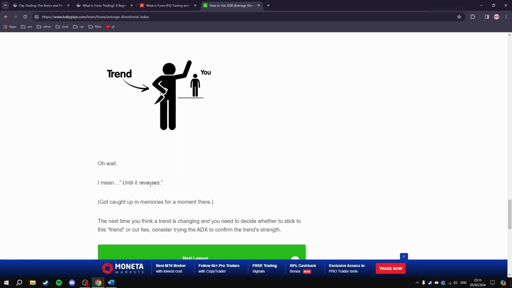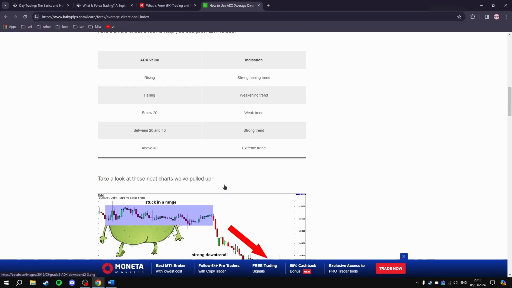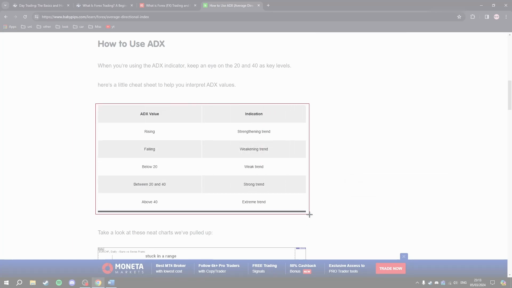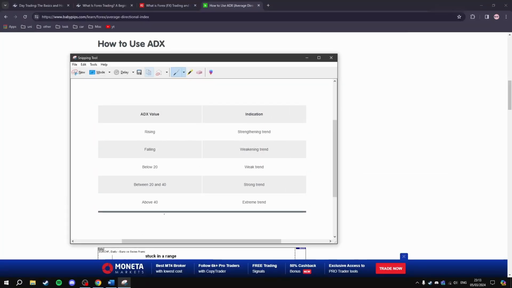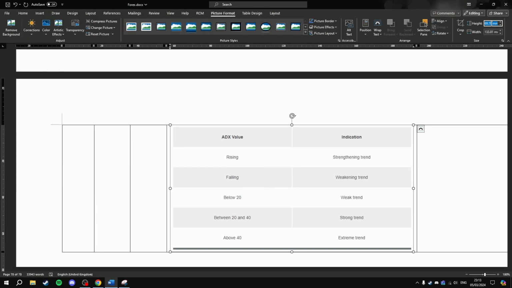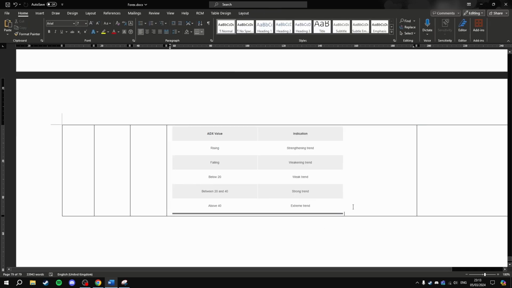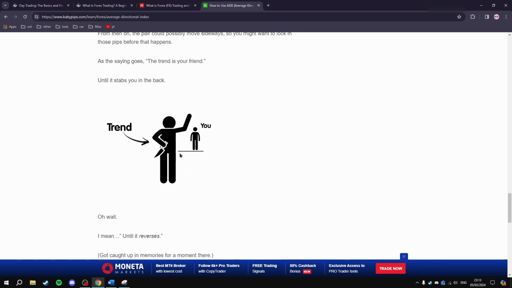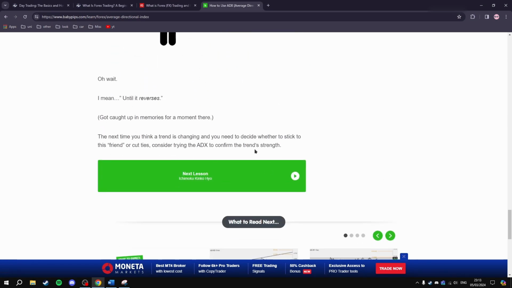The next time you think a trend is changing and you need to decide whether to stick to this friend or cut ties, consider trying the ADX to confirm the trend strength. Let's add this in. Okay, that's pretty good. Consider trying the ADX, the average directional index, and confirm the trend strength.